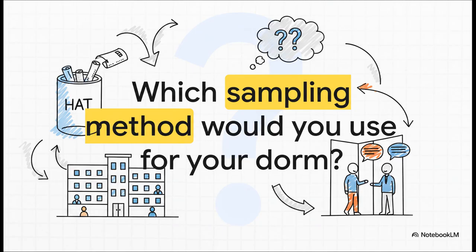So I'm going to end today's explainer with a little challenge for you to take out of the classroom. If you had to survey your own dorm building tonight about extending cafeteria hours, which sampling method would you use and why? Would you pull room numbers from a hat? Would you divide everyone by floors? Or would you just ask the people you bump into in the hallway out of pure convenience? Think about how the method you choose completely changes the reliability of the answers you're going to get.